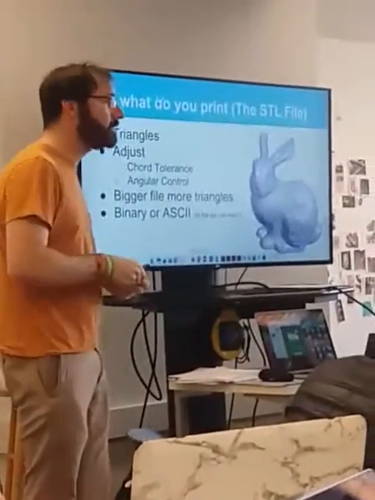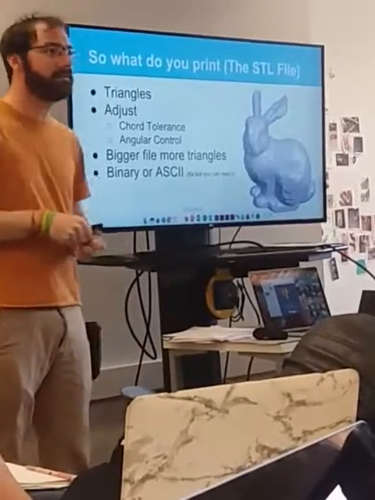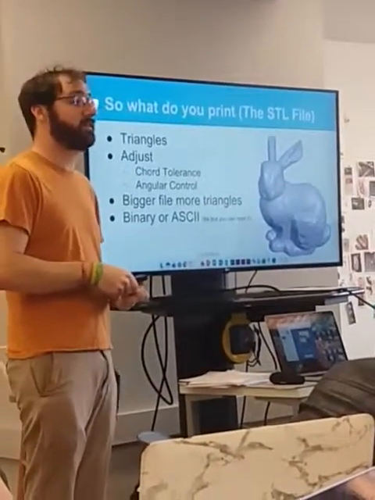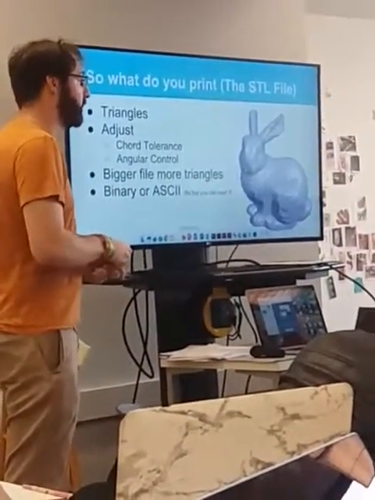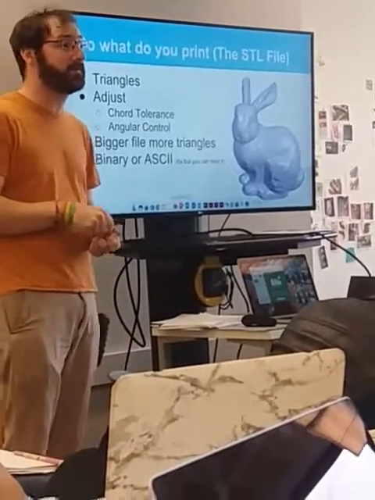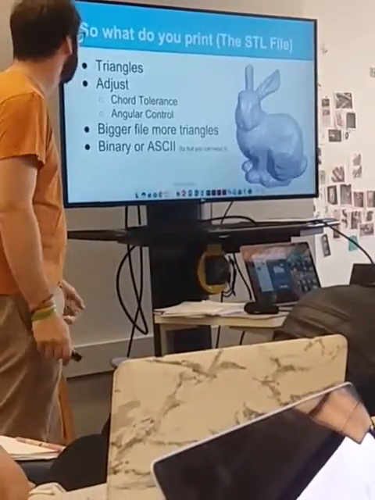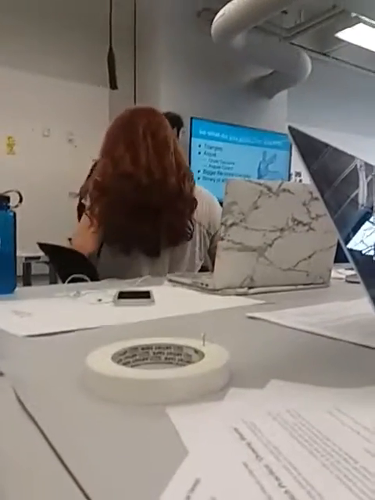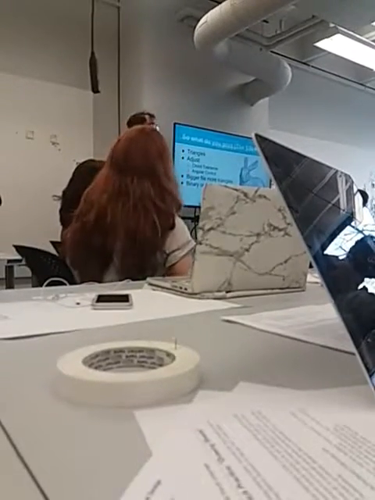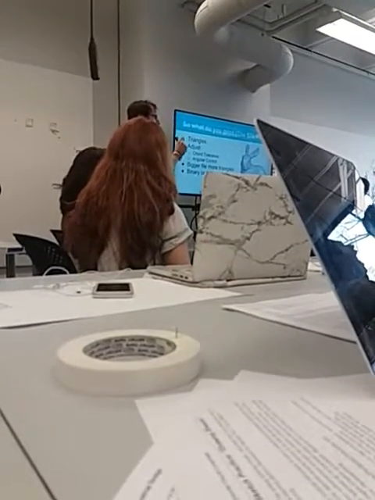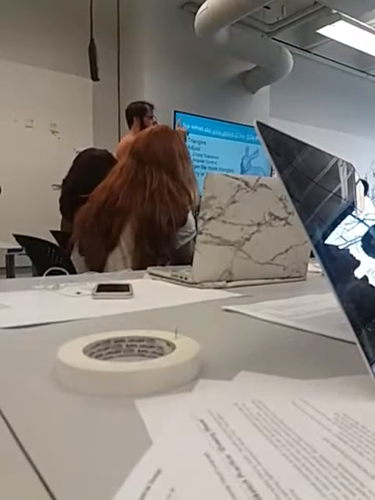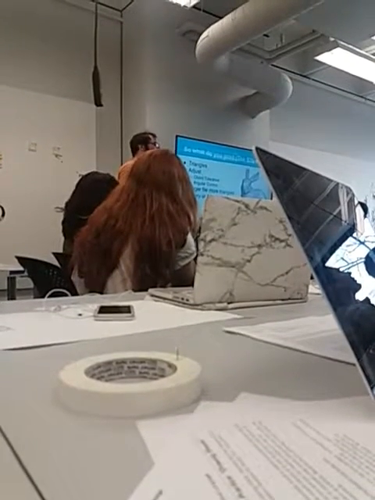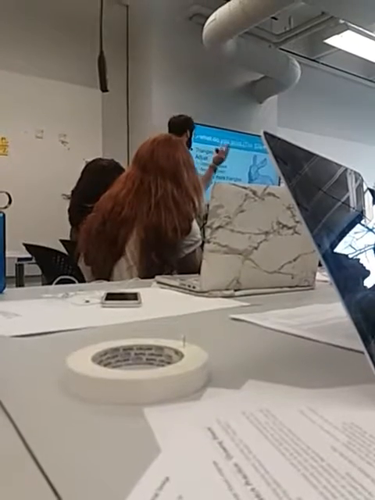So this is an STL. STL stands for stereolithography file. Stereolithography is the first type of 3D printing, and so they just named the file after it. This file type has been around for a really, really long time. It's comprised of triangles. In SolidWorks, if you go to your STL preferences, you can actually adjust the chord tolerance and the angular control. This is essentially if you had a curve, how long your lengths of lines that make up that curve are, and then the smallest angle it can be.